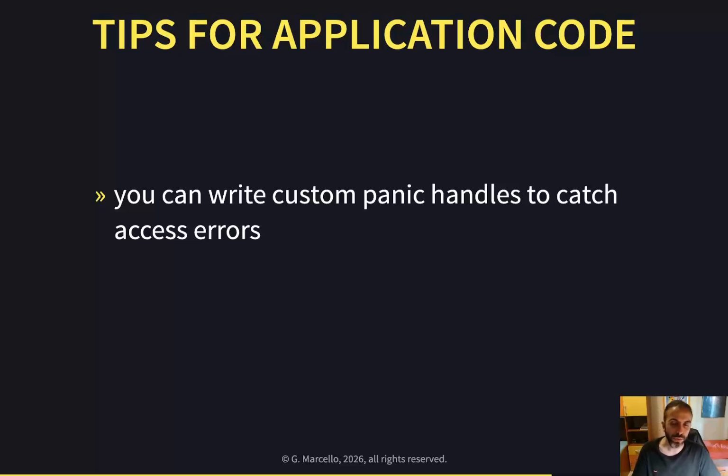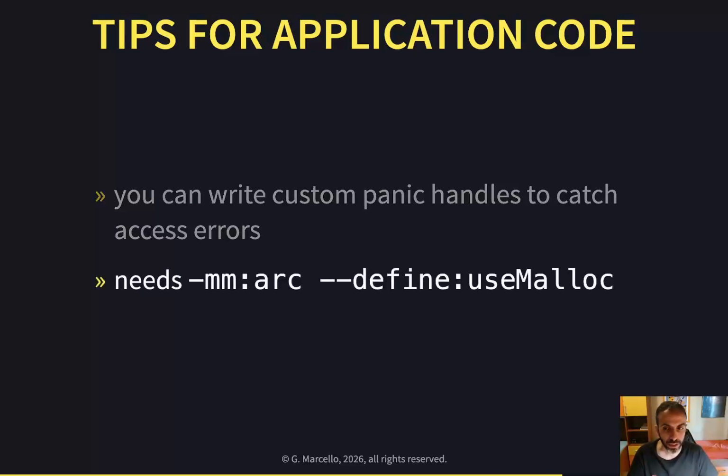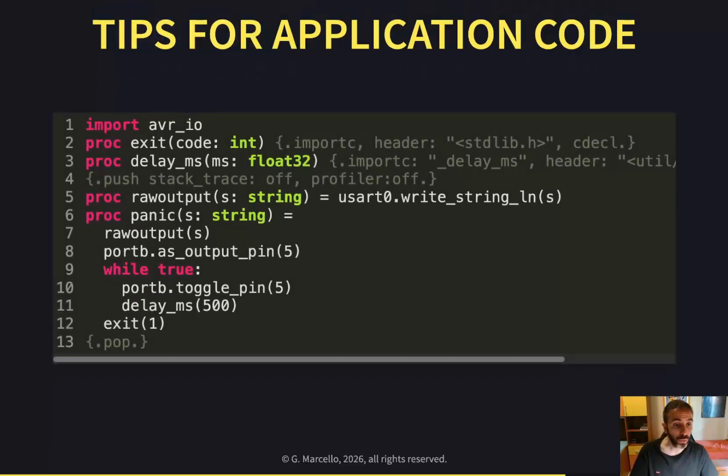Now, you can write custom panic handlers that will catch these access errors, especially if you're using OS standalone. You will need these flags here: ARC and use malloc, in my experience at least, because the string initialization that will get sent to the panic handlers needs malloc, or needs an allocator essentially. That's the way you do this with OS standalone.